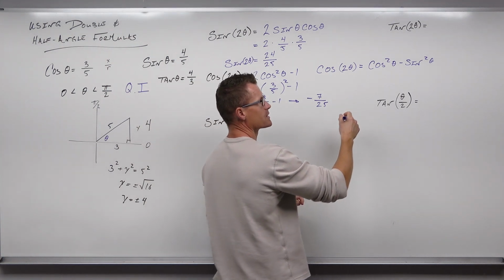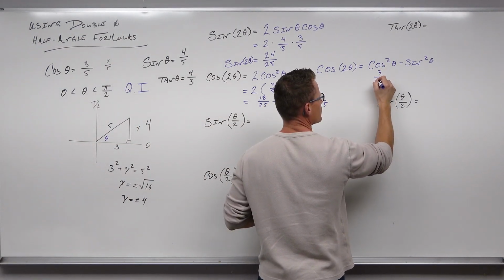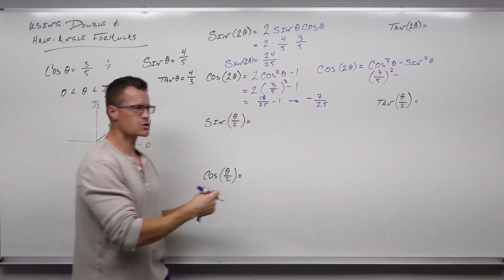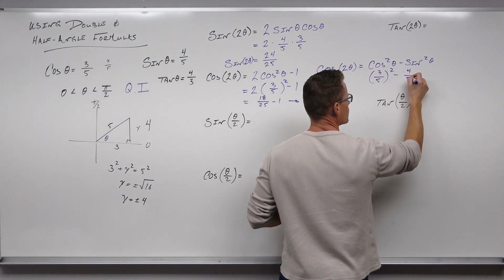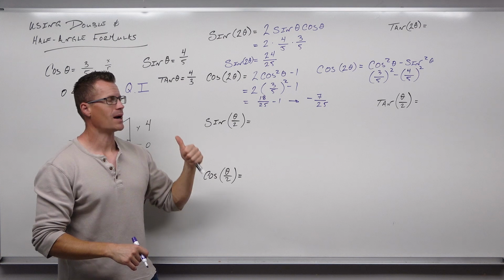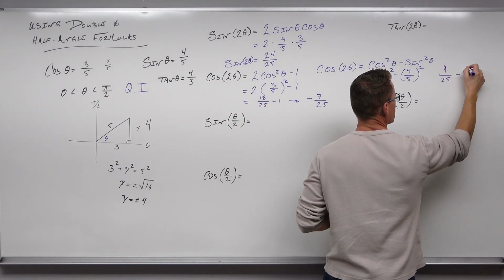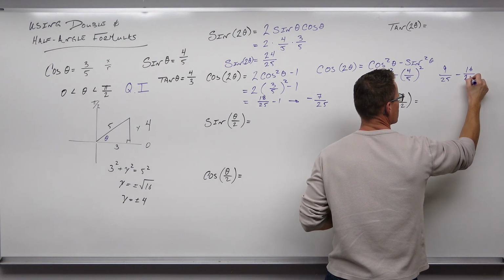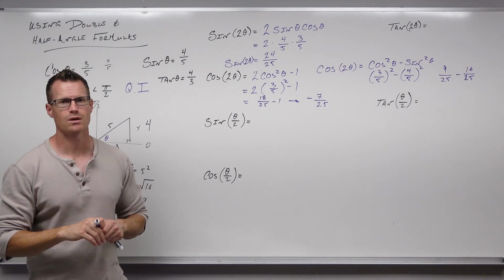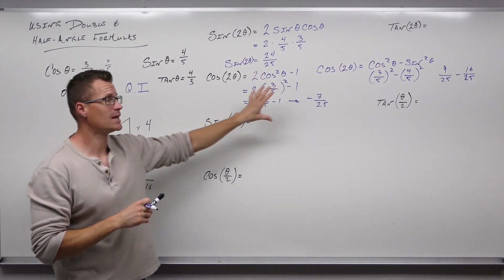So cosine squared theta says, take your cosine, that's 3/5, square it. Minus, take your sine, that's 4/5, square it. And subtract it. So 9/25 minus 16/25. Wait a minute. 9 minus 16 is negative 7. That's still negative 7/25.